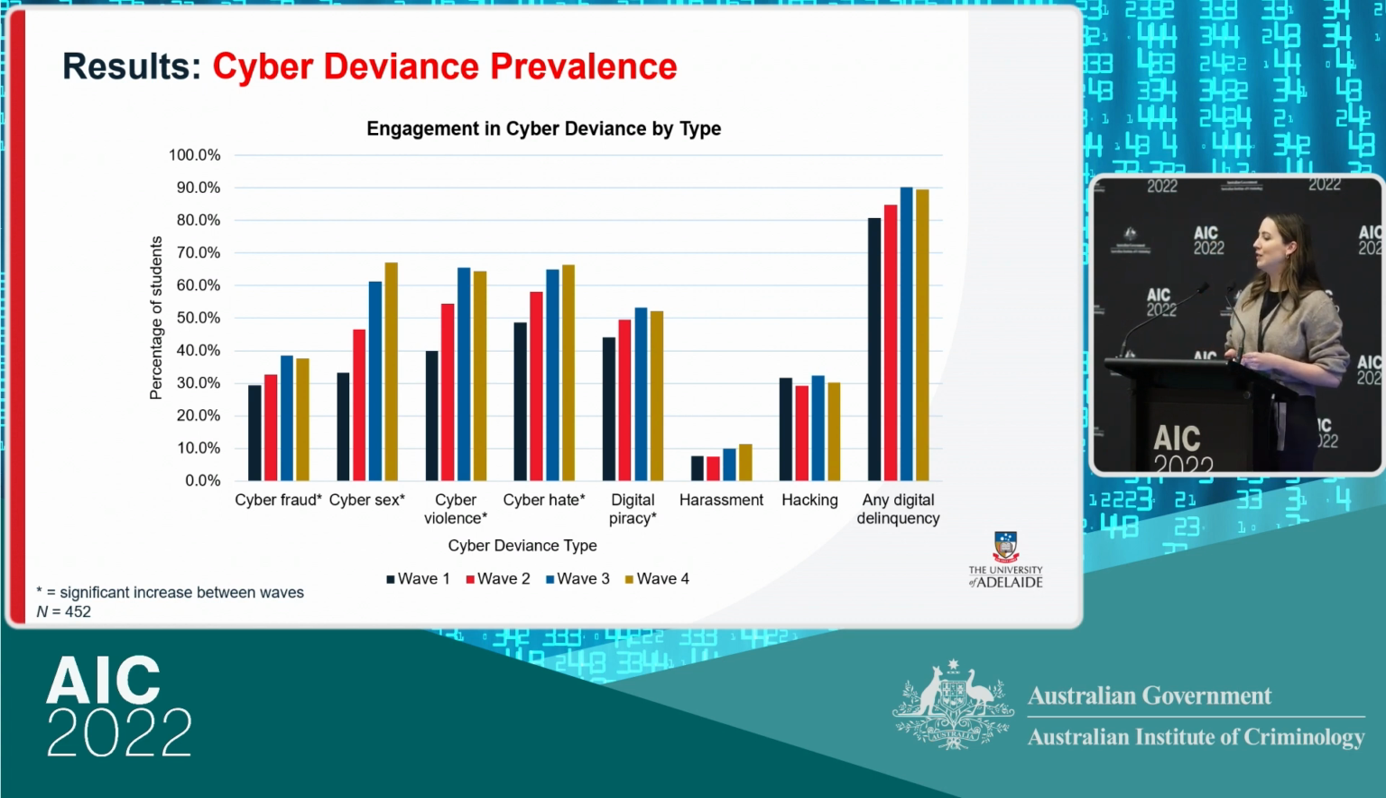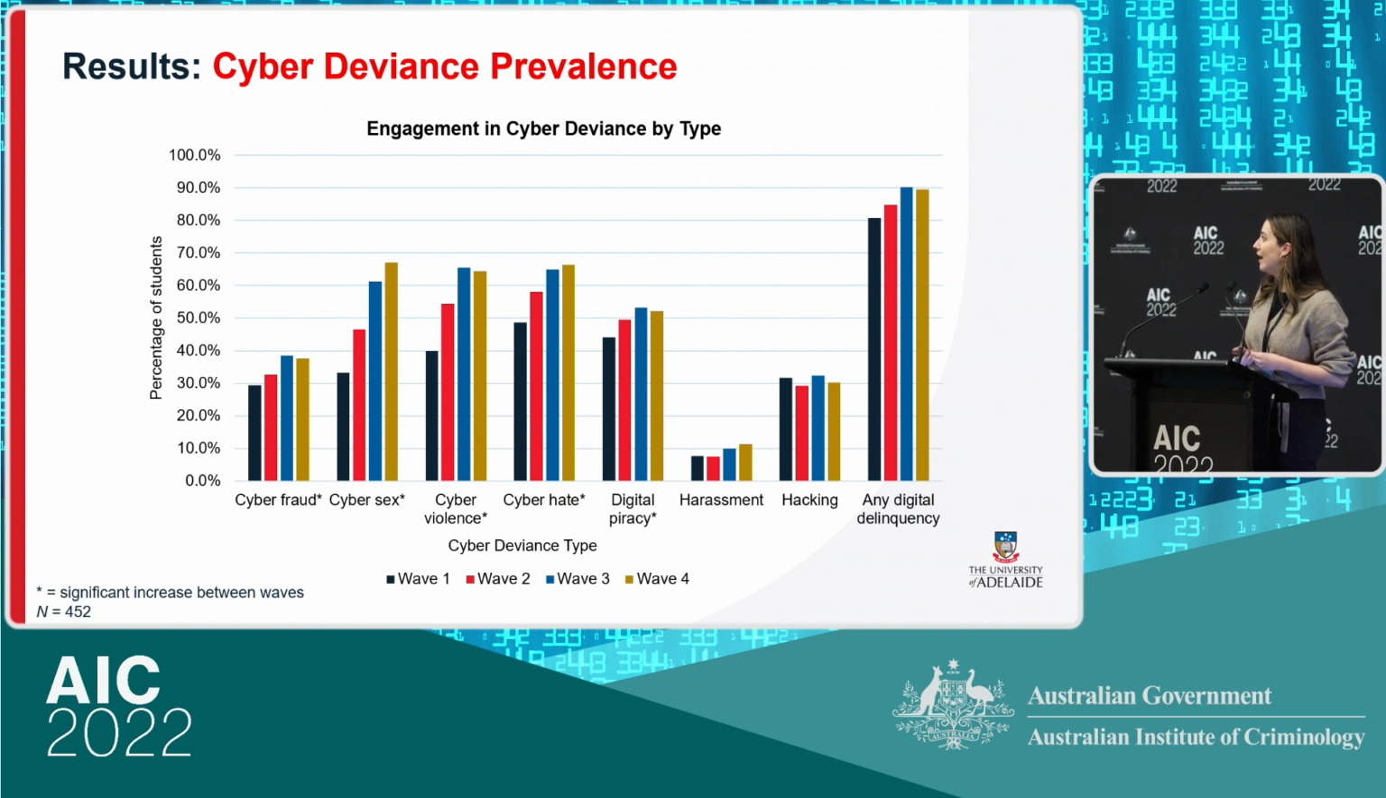Cyber sex is a range of sexual expression online. It's things like sending or receiving sexual content of yourself, either with or without another person's permission as well. And we see rapidly increasing rates of that as students were aging, which is in line with that developmental age period, the sexual expression and exploration. So we ended up with almost 70% engaging in that by the time they were in year 11.